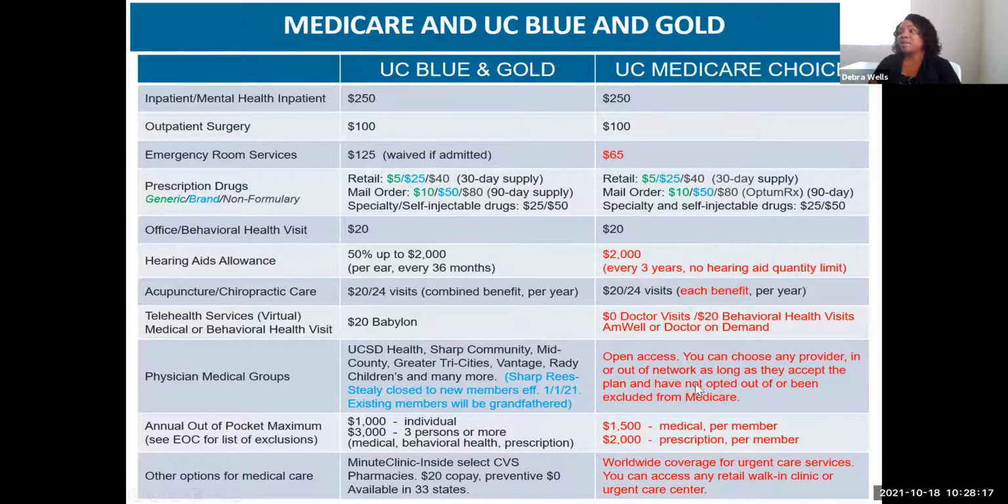But under the UC Medicare Choice, you have open access. So you can go wherever you want. You just want to make sure that the provider accepts Medicare. So you would be able to use UCSD medical group today, Sharp tomorrow, Scripps the next day, so you have open access. Your annual out-of-pocket maximum is listed here. And these are some other options as far as medical benefits and services outside of your group.